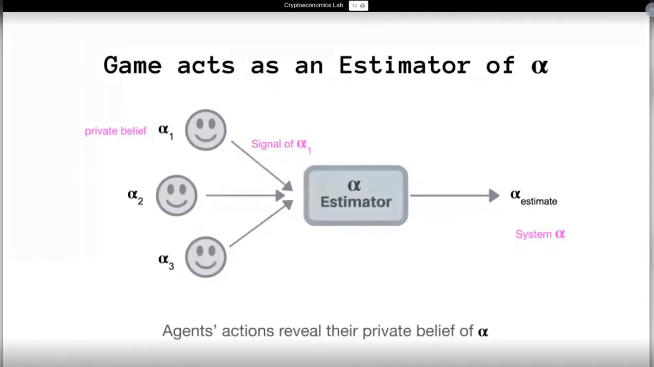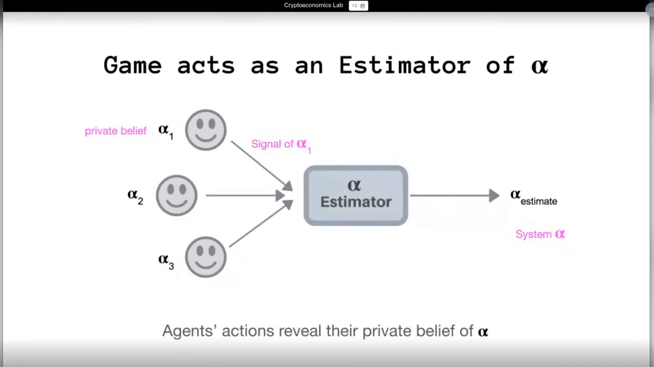So let's go through this again, where each agent here has a private belief of alpha, and alpha is their belief of the likelihood that the project will succeed or the bond will succeed. And so say this agent one thinks that the bond has a very high likelihood of succeeding, then when they attest that the project will succeed, or they bet that the project will succeed into the system, they're revealing their belief that they think that it will succeed with a 90% chance of success. And that information we can extract as a signal for our estimator.